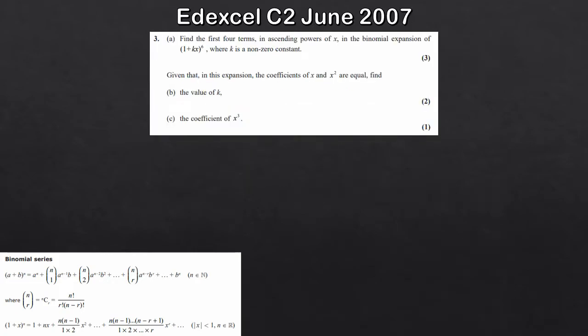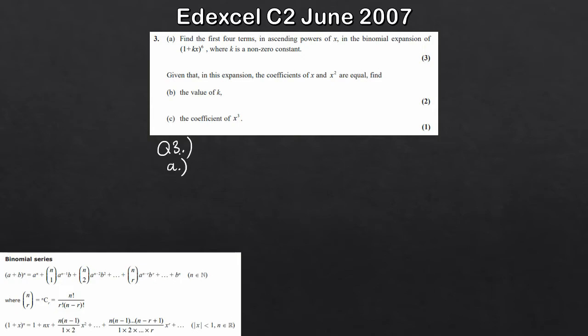Another question here now, where this time we're working with a non-zero constant, so we don't actually have a specific number. We're just going to do it in terms of this constant. Now, later on in the question, we do actually work out the value of k, and then as a result, we can work out the coefficients for whichever one we want. So let's have a go at it. Question 3a.